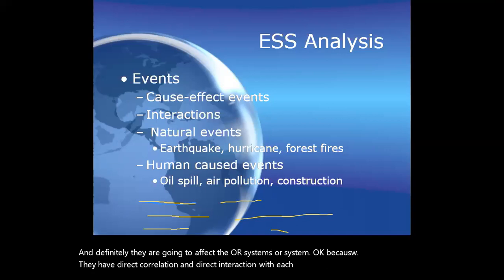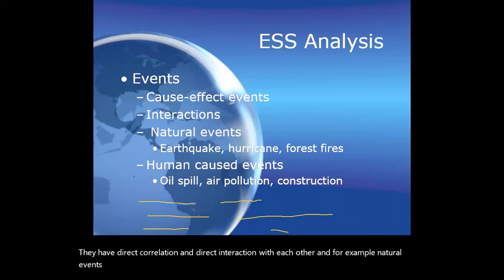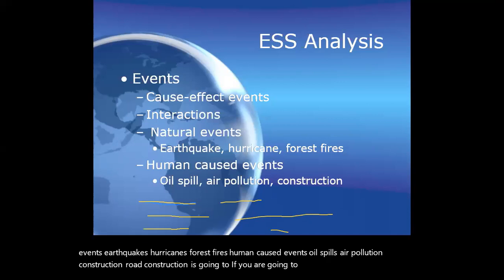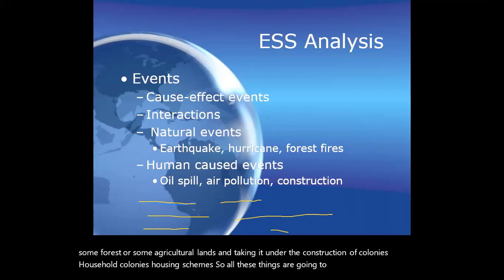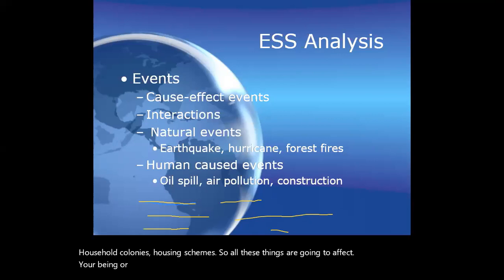For example, natural events include earthquakes, hurricanes, forest fires. Human-caused events include oil spills, air pollution, and construction. If you construct roads, or diminish some forest or agricultural lands and take them under construction or housing colonies and housing schemes, all these things are going to affect your well-being, our well-being actually.